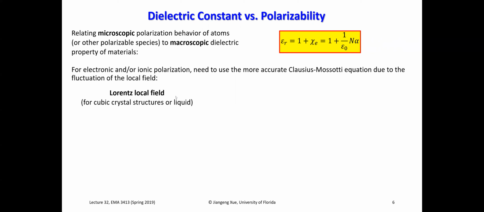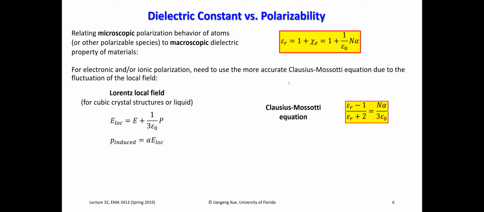That's because the Lorentz local field is actually greater than the average field we have. And the correction term is related to the polarization vector in the system. That means the actual field is larger than the average field, so the induced dipole moment per polarizable unit is actually going to be higher than what's predicted by the average field that we use to obtain the simple form of the dielectric constant. So in this case, we have to apply the so-called Clausius-Mossotti equation to more accurately calculate the dielectric constant, which will be slightly greater than the result you would obtain from the simple form.